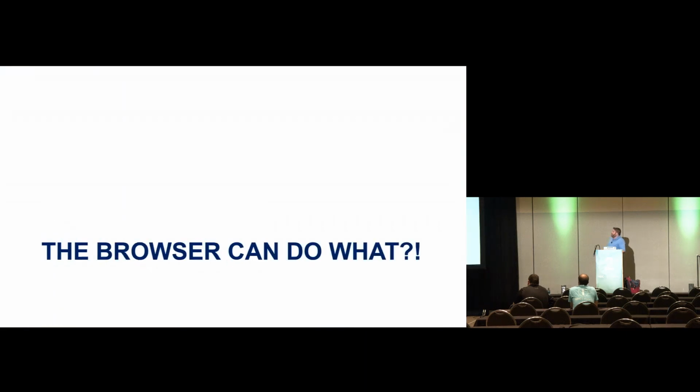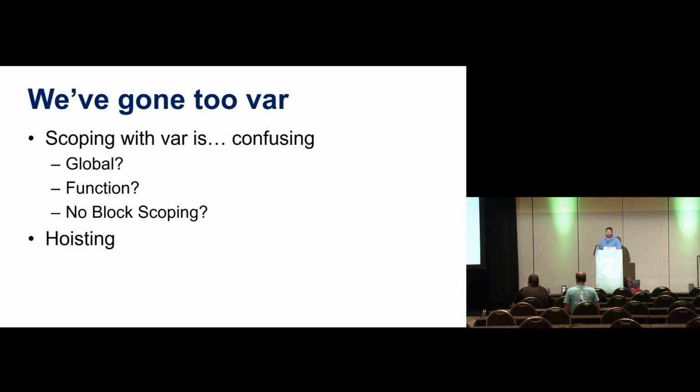So yeah, the browser can do what? Let's look at some of the things that today's browsers that are shipping today can do natively. The first thing is getting rid of something called var. In ES5, in every version of JavaScript before ES 2015, when you wanted to declare a variable, you had two options. You just didn't declare it, you just started using it, or you could use the var keyword to declare it.